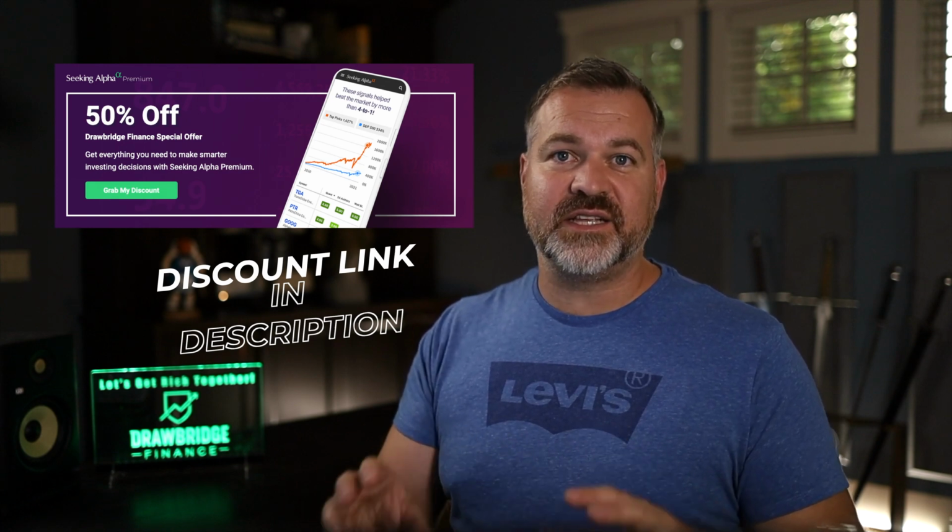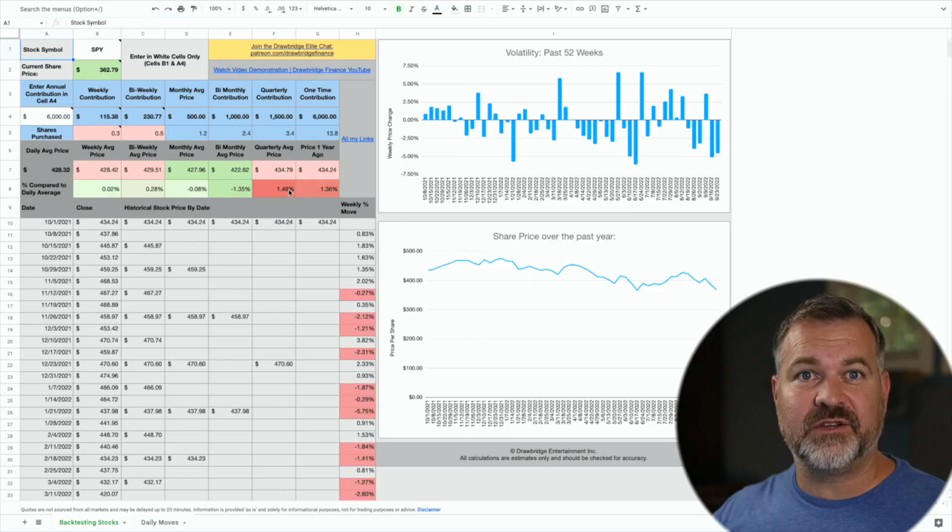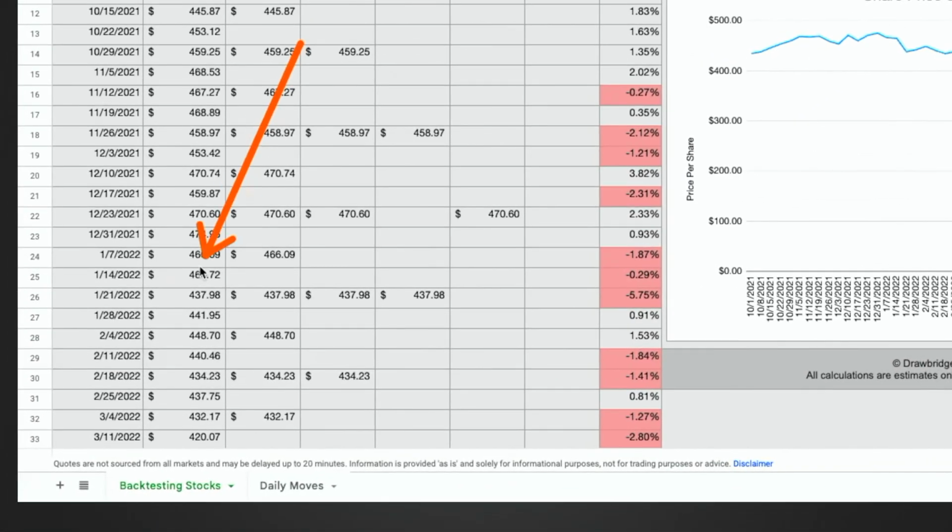So let's get into today's spreadsheet and take a look at how powerful it is. There's two major components. If you look down at the bottom, there's two tabs. There's backtesting stocks and then there's daily moves.